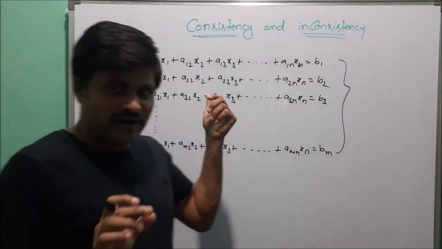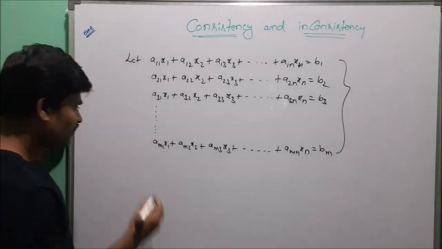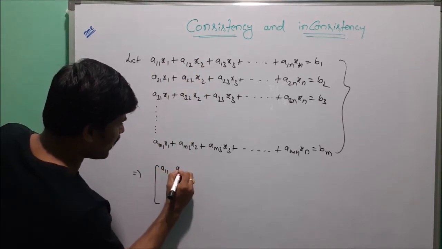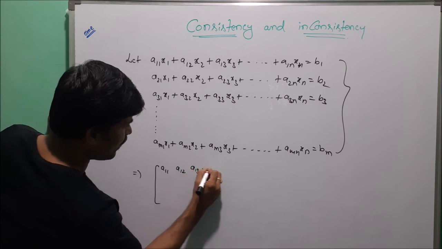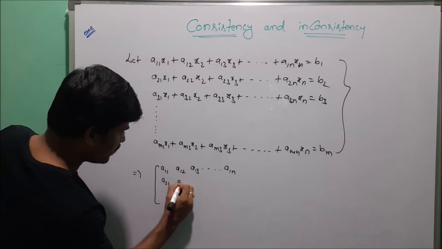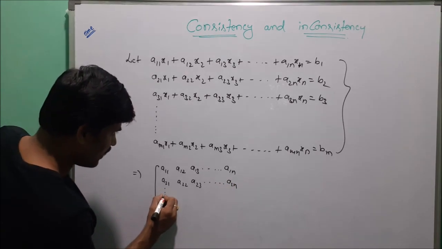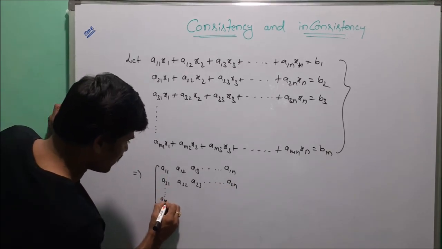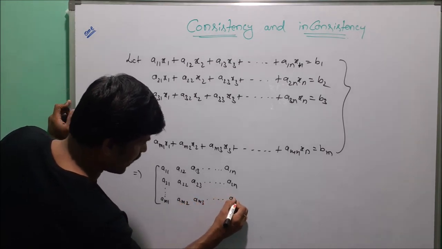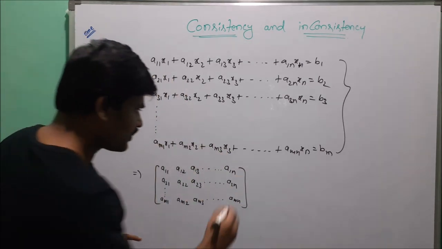First we write this system in matrix form. Here we take the coefficients of the variables a11, a12, a13 and so on up to a1n. Similarly the second row a21, a22, a23 up to a2n and so on, am1, am2, am3 and so on amn. So this is the coefficient matrix of the given system.